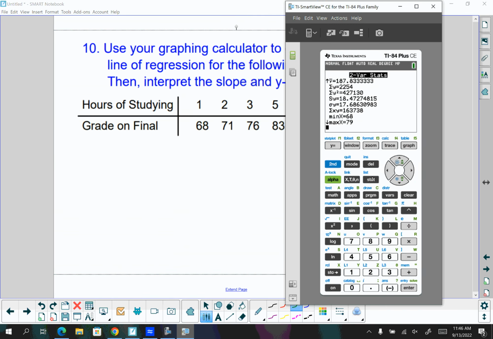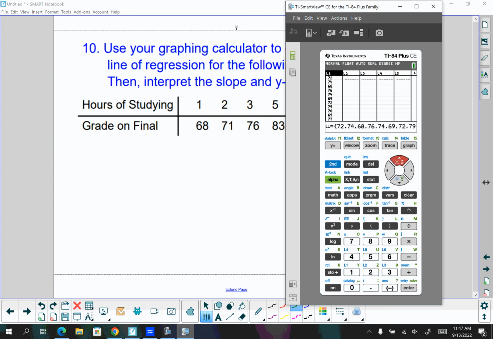Okay, first thing we're going to do is hit Stat. Then we're going to hit Edit. Then we're going to clear out anything that's in there. So we're going to go up, hit Clear, go back down. Up, hit Clear, go back down. Does everybody have L1 and L2? Nobody's missing it? We're okay? All right, good. Let's put this data in there.